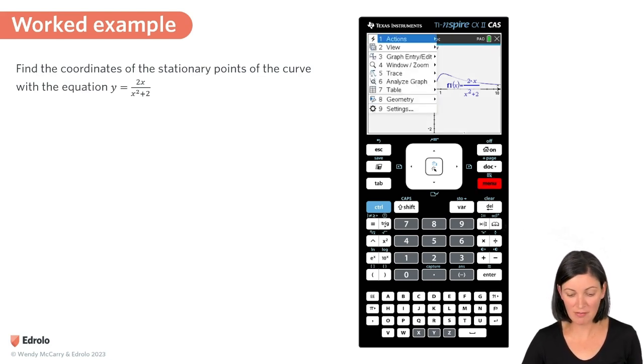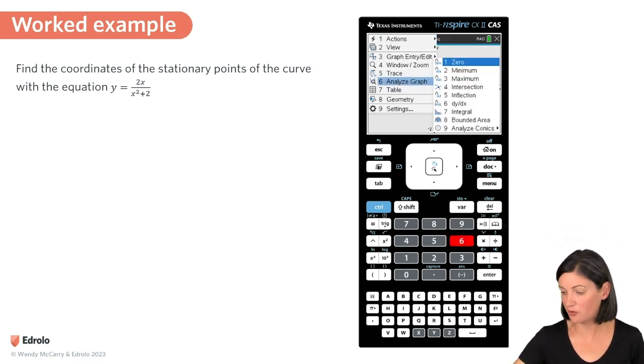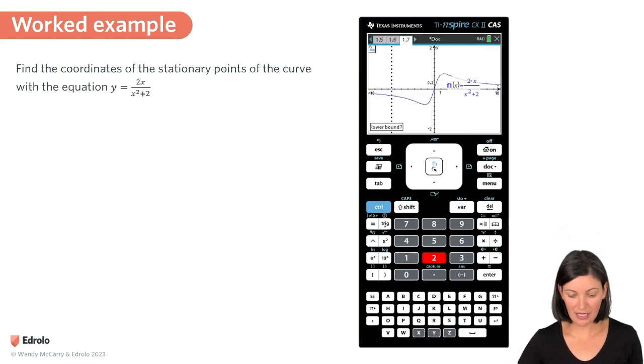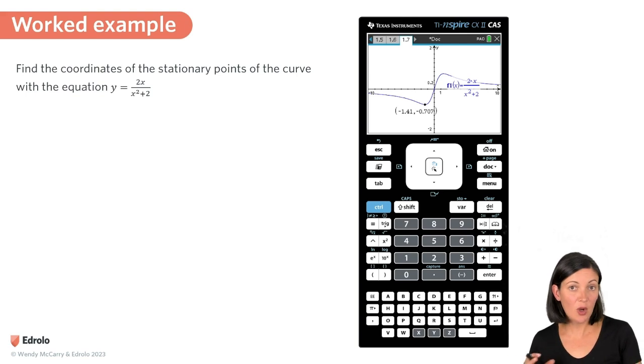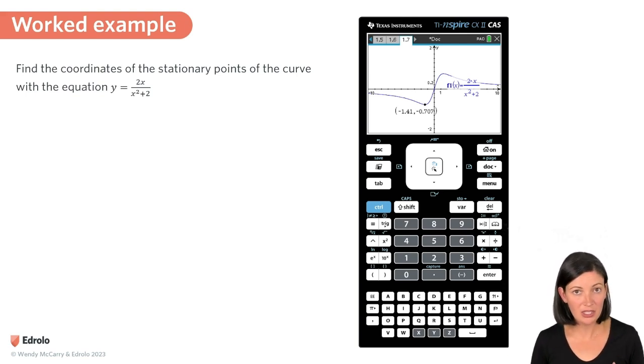And so if you go into the menu and then the Analyze Graph menu, okay, first of all, you can see number 2 there is minimum. We just need to set our upper and lower bounds like we would when we're finding any points. And you can see there that you get a minimum point at -1.41 and -0.707. And those are the decimal approximations of one of the stationary points that we found when we did this by hand. Okay, unfortunately, you will only get these as decimal approximations.